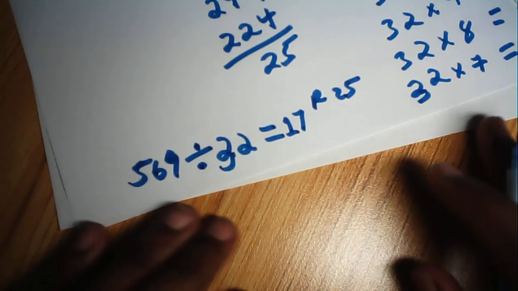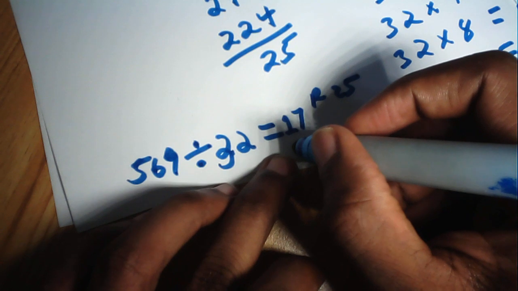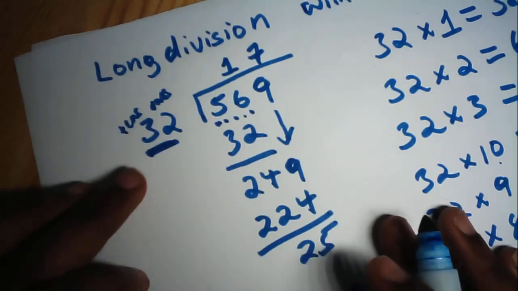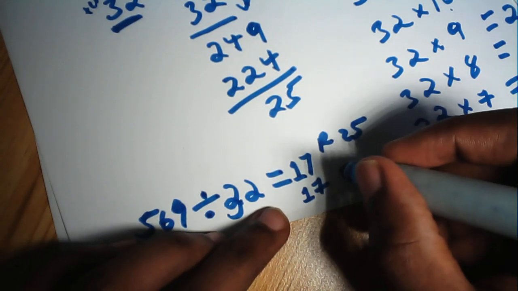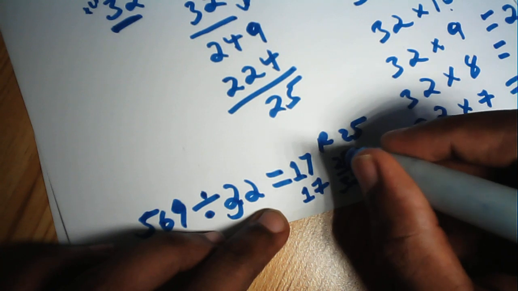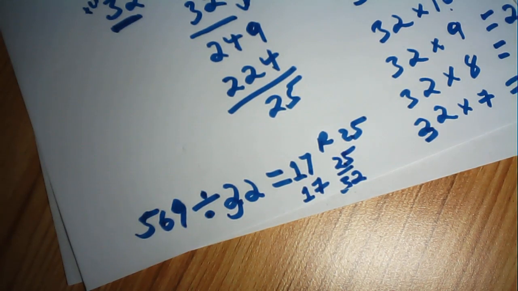Another way of writing that would also be 17, and we can write it as a fraction. So using this 32 that we have here, 32 would be the denominator, and 25 would be what's left. That is how you would write it as a mixed fraction.